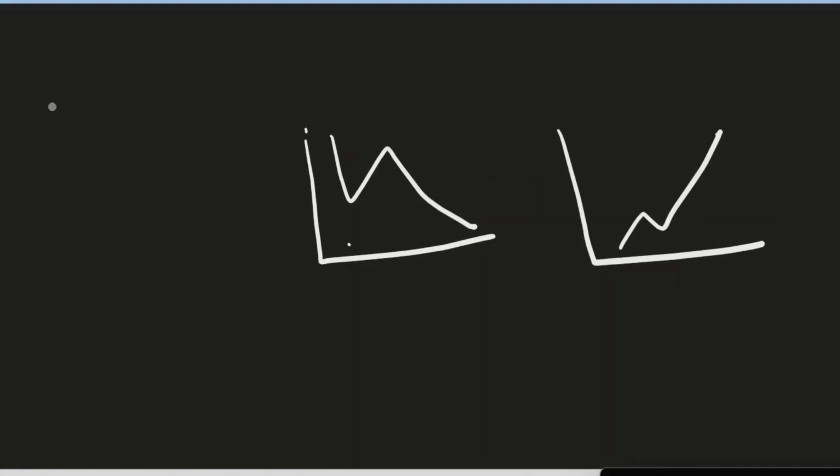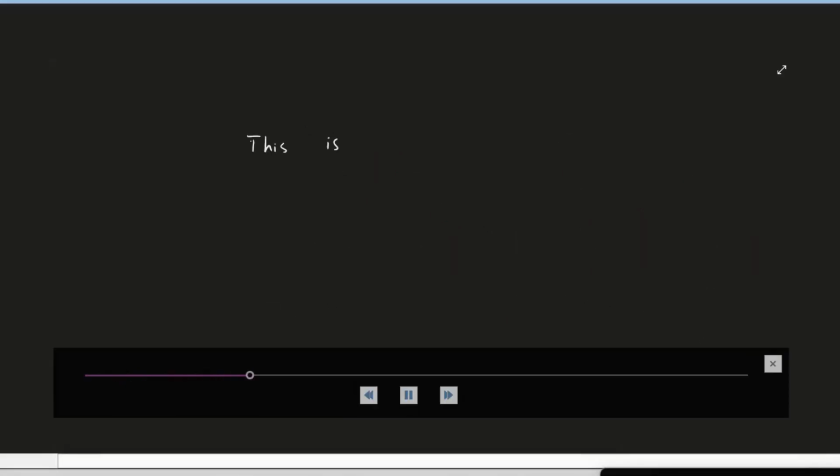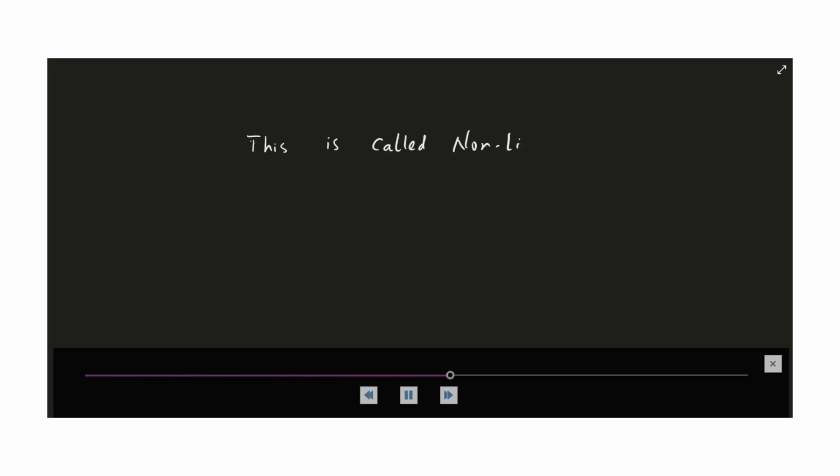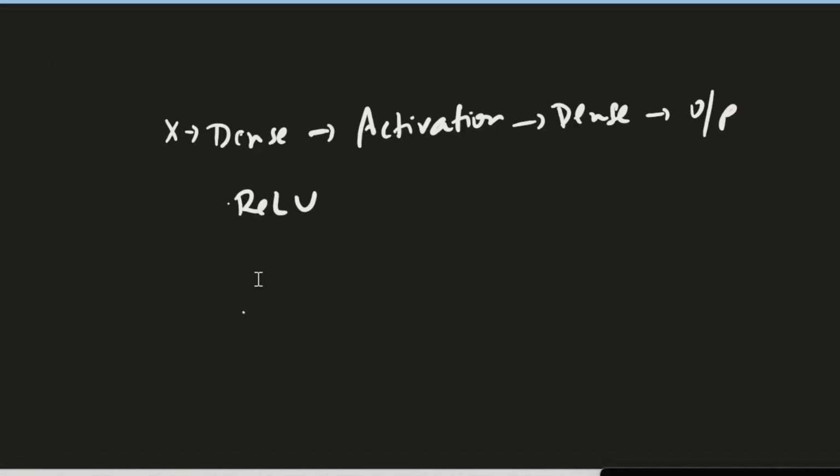Let's look at some real-life examples. Think about a light switch. It is either off or on. There is no gradual transition. Or think about exam results. 49 marks means fail. 50 marks means pass. Just 1 mark difference, but the outcome changes completely. This is nonlinearity.